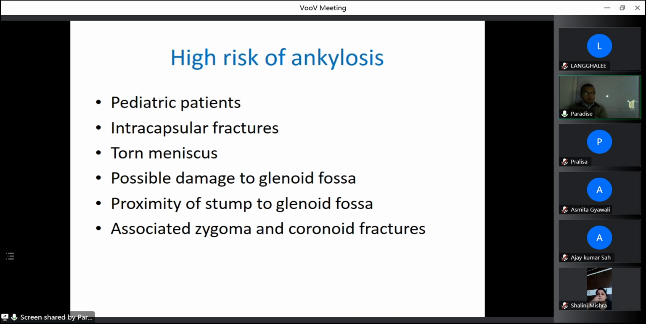Fifth option is you can put any alloplastic material. Usually it is made up of rubber, usually it is silicone material. It is soft, and its function is just to prevent the formation of new bone. It will prevent reunion of the ramal stump with the temporal bone.